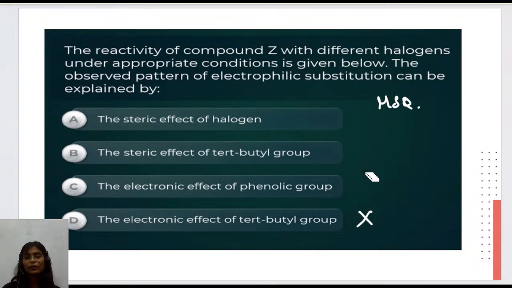Any problem with the question, still not clear, please let me know. I will explain, wait for a while. Steric effect. Do you know the meaning of steric effect, Diksha? That bulky, you know, the crowd, bulkiness is there.